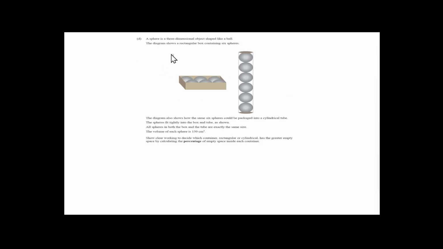Alright, this next one, I always hate these questions. A sphere is a three-dimensional object shaped like a ball. Okay. A diagram shows a rectangular box containing 6 spheres, which would be that one there. The diagram also shows the same 6 spheres packaged in a cylindrical tube like a tennis ball container. The spheres fit tightly into the box and tube as shown. Okay, the spheres in both the box and the tube are exactly the same size. Well, if they're the same spheres, then yes, they would be.